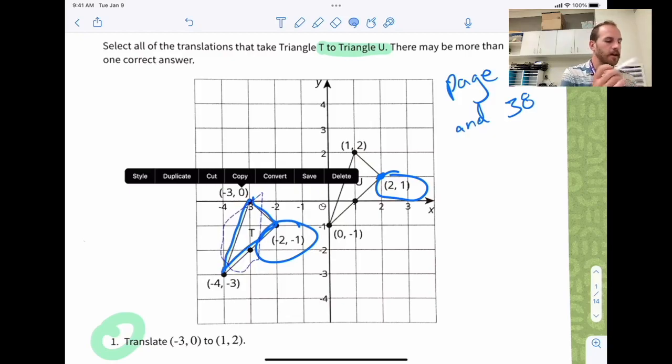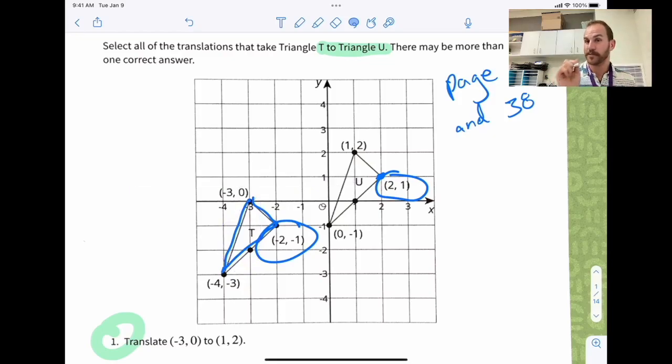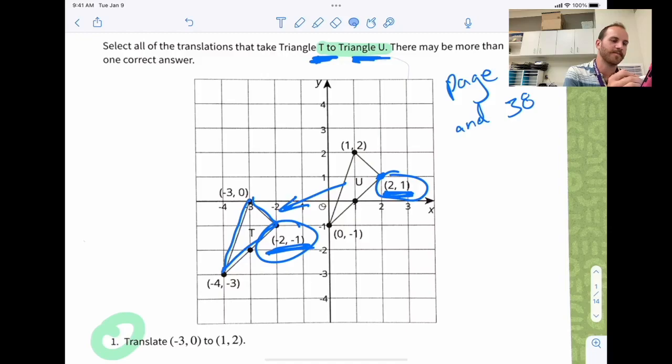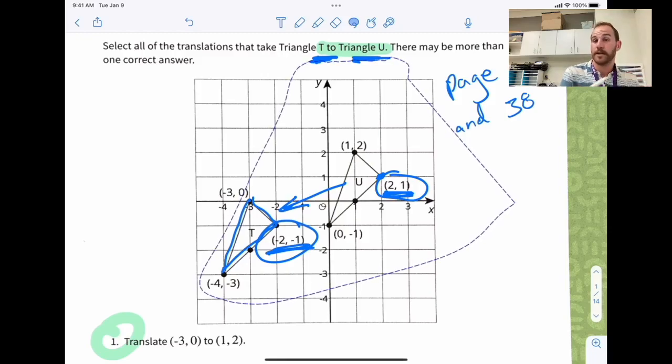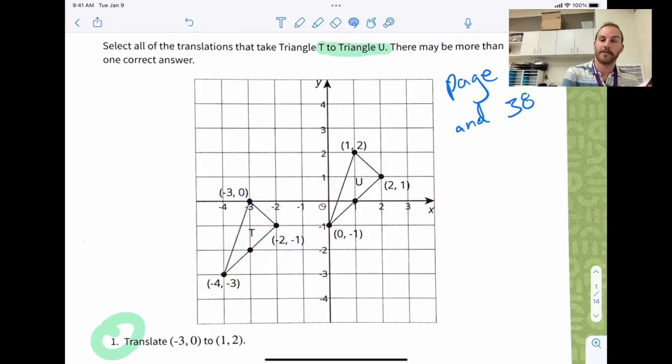I'm just kidding. So here's why this isn't a correct answer. If you said this before I did, congratulations. This transformation, going from (2, 1) to (-2, -1), actually takes triangle U to triangle T, not triangle T to triangle U. It's the opposite, so it's going in the wrong direction. That's not the correct transformation. That's not what we're trying to get. So that would be incorrect. Good work there.